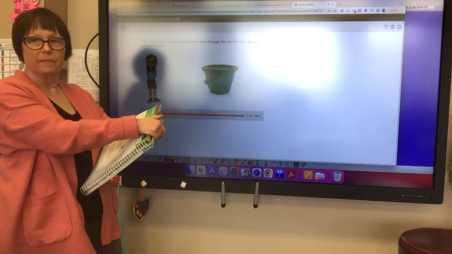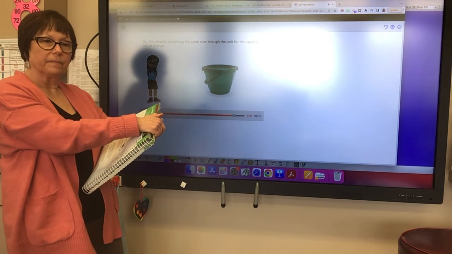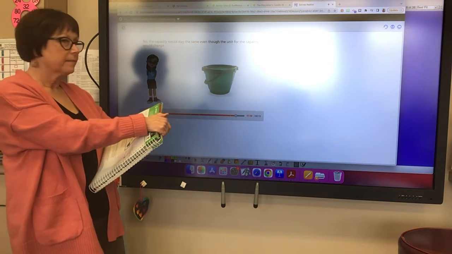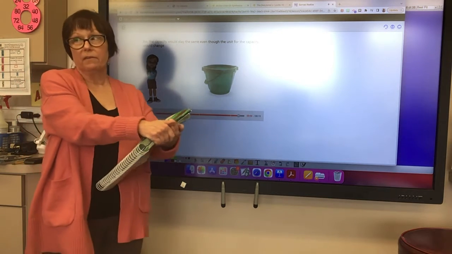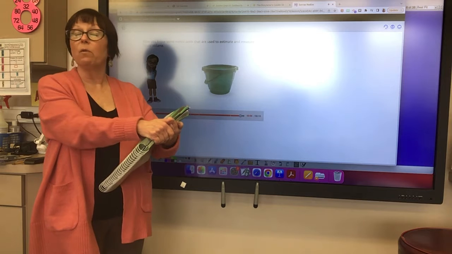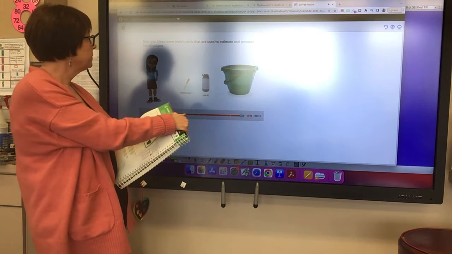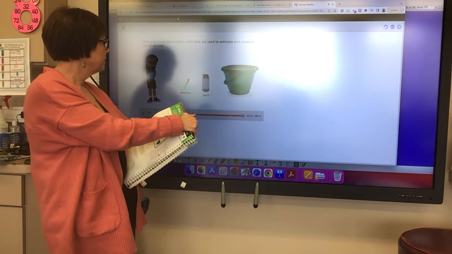No, the capacity would stay the same, even though the unit for the capacity would change. The pail would still hold the same amount of liquid. Those are the metric units that are used to estimate and measure liquid volume.